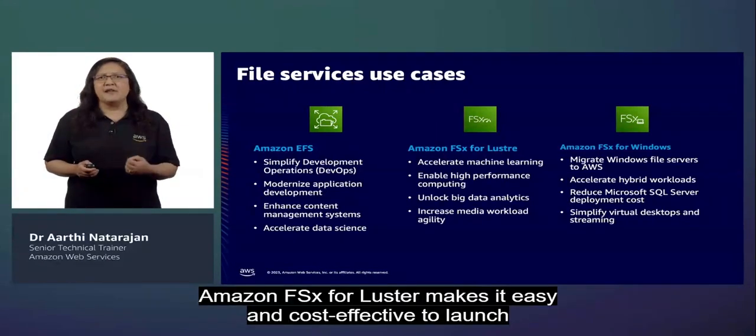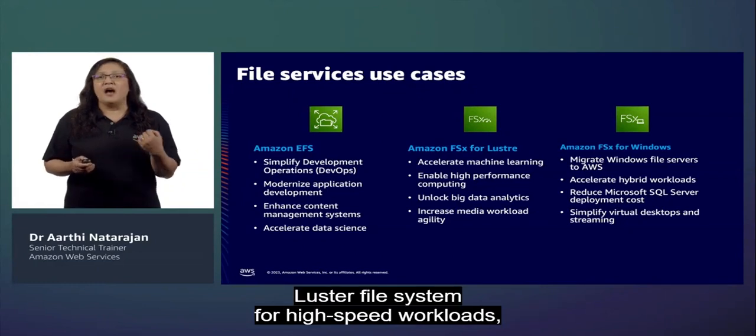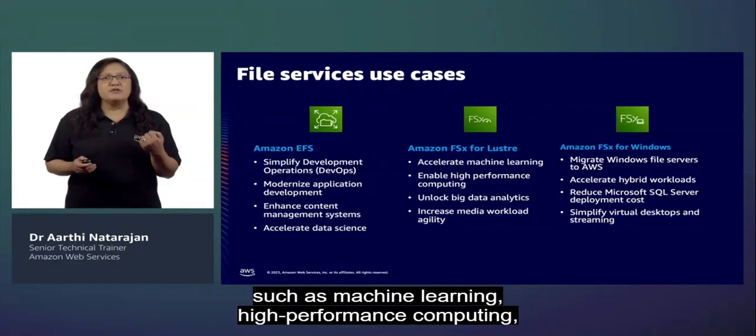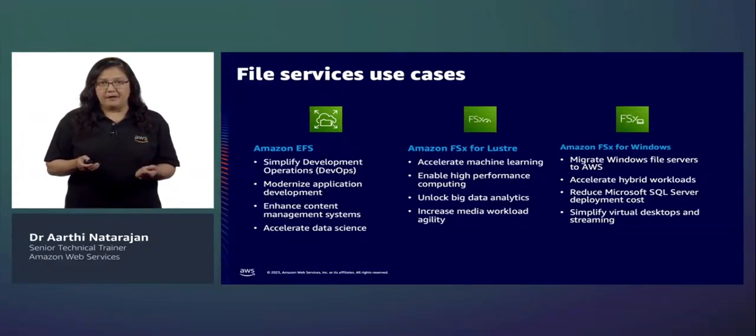Amazon FSx for Lustre makes it easy and cost-effective to launch and run the popular high-performance Lustre file system for high-speed workloads such as machine learning, high-performance computing, video processing, and financial modeling.